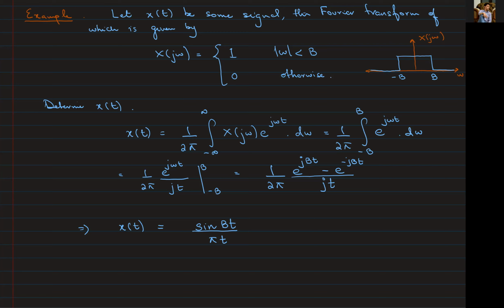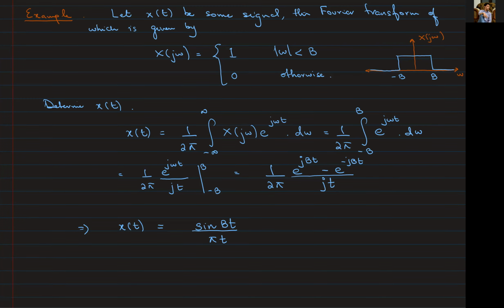And X of j omega tells you what kind of weightings you need for each one of the frequency components. Was this the question, or was it something else? So I just explained what the Fourier transform is essentially. Okay. All right.